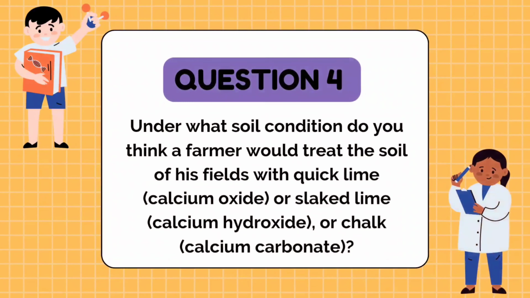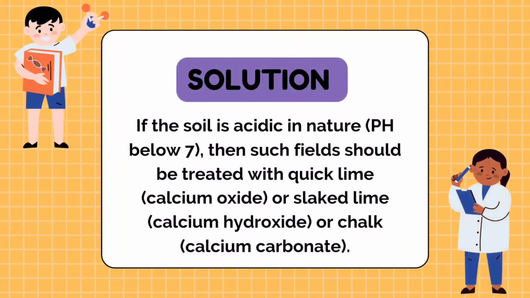Question 4. Under what soil condition do you think a farmer would treat the soil of his fields with quicklime (calcium oxide), or slaked lime (calcium hydroxide), or chalk (calcium carbonate)? Solution. If the soil is acidic in nature, pH below 7, then such fields should be treated with quicklime, slaked lime, or chalk.